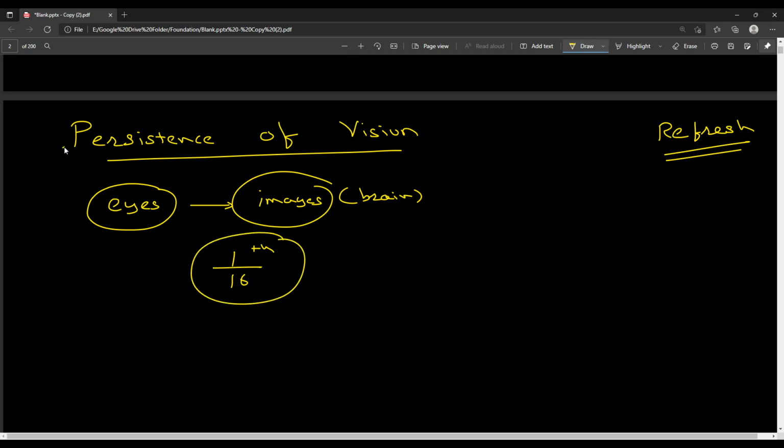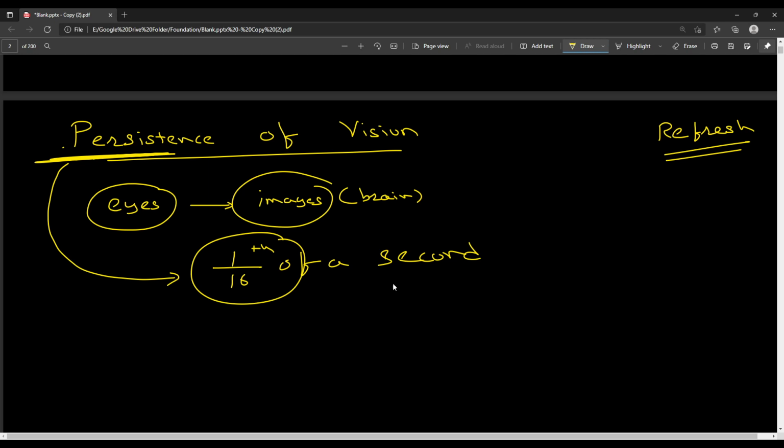What is persistence of vision? The image persists. Persist means it remains there. The image remains in our brain for how much time? 1/16th of a second. See, 1 second is already small, so 1/16th of it is extra small. So we can say persistence of vision is the amount of time for which an image stays in our brain, and that is 1/16th of a second.